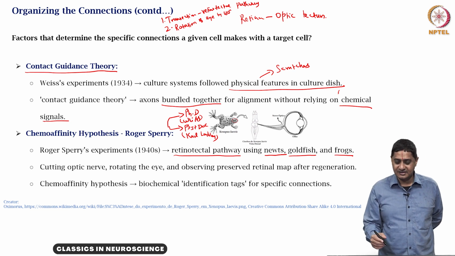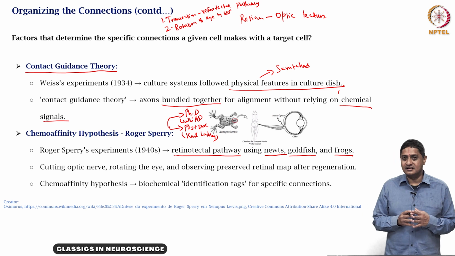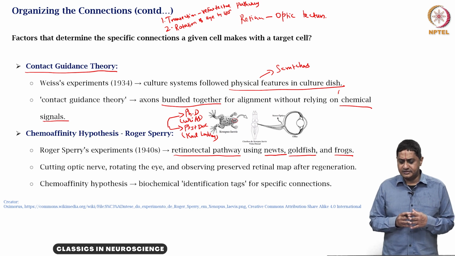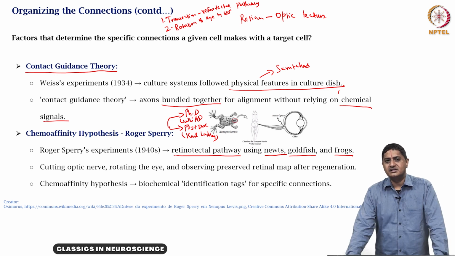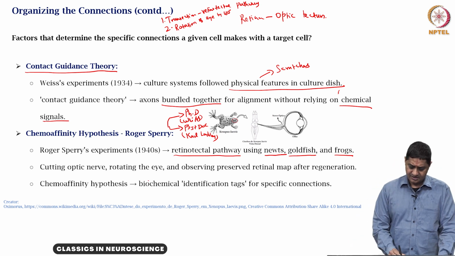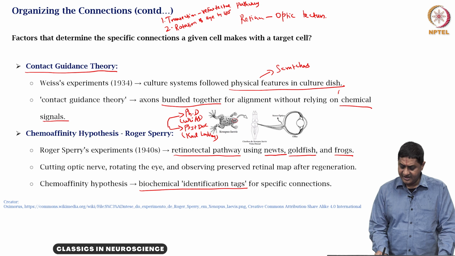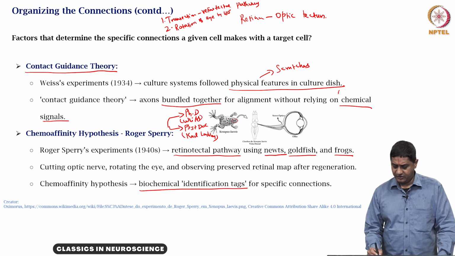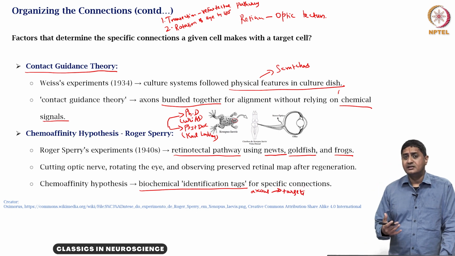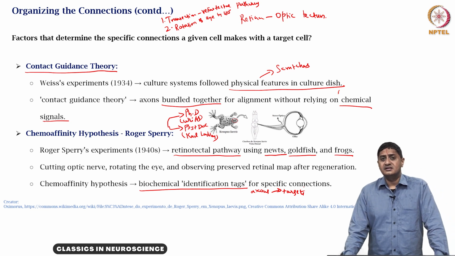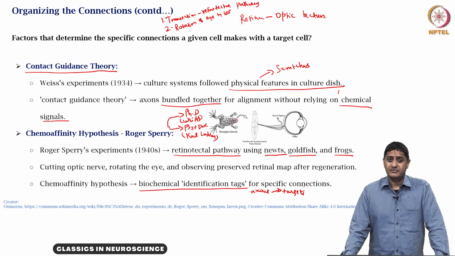This is the key intervention that made sure that there was this specificity. This led Roger Sperry to postulate, or to speculate, that there existed some sort of biochemical identification tags between axons and their targets that were preserved even after transection, that were preserved during re-innervation.